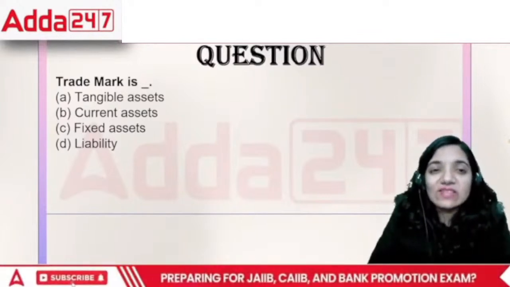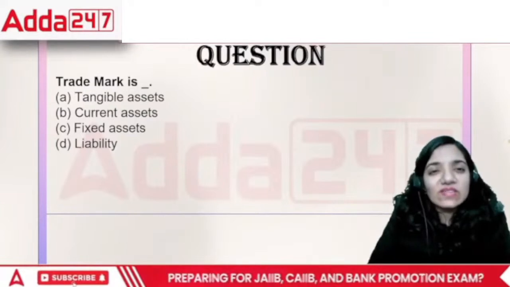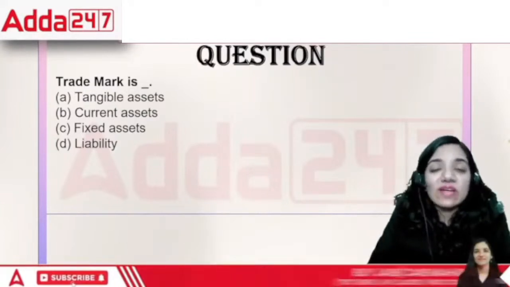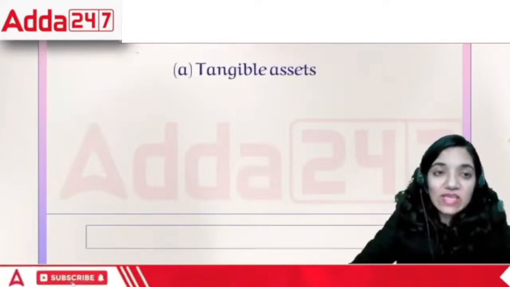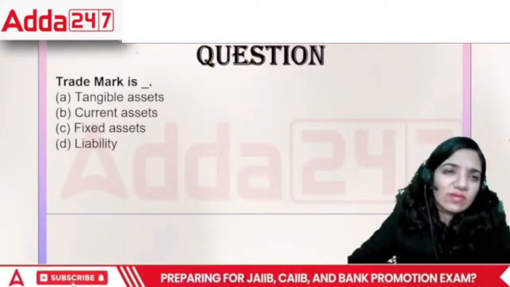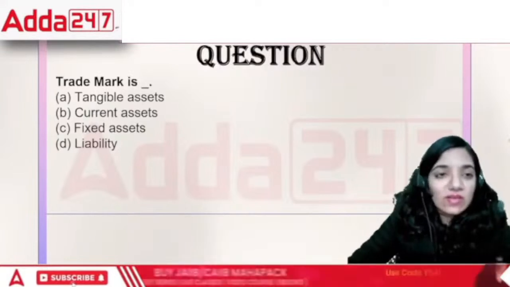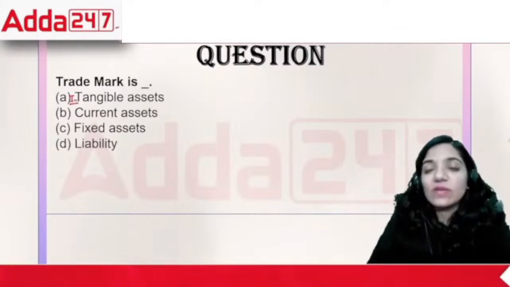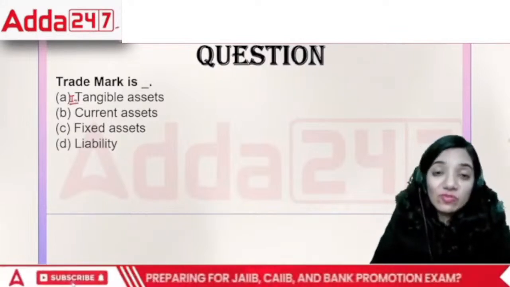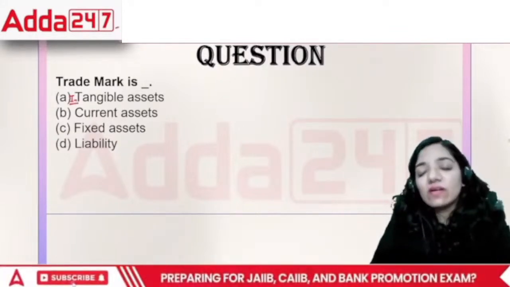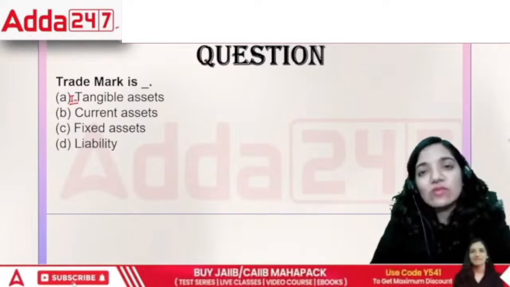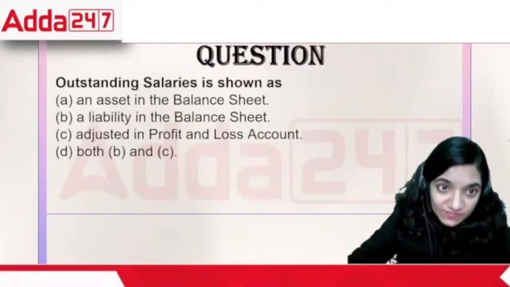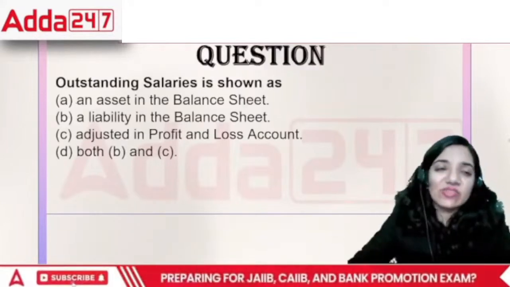So is it a tangible asset, a current asset, a fixed asset, or a liability? If I talk about a trademark, it's actually an intangible asset. This has to be an intangible asset. It cannot be touched. It is there only in terms of documentation. So if we have to define its value, it's given only in the documentation. So we'll call it an intangible asset. So the correct answer is intangible asset.